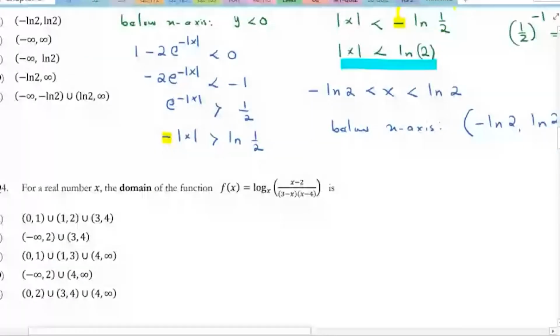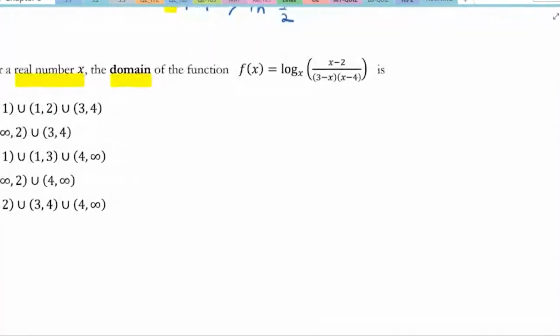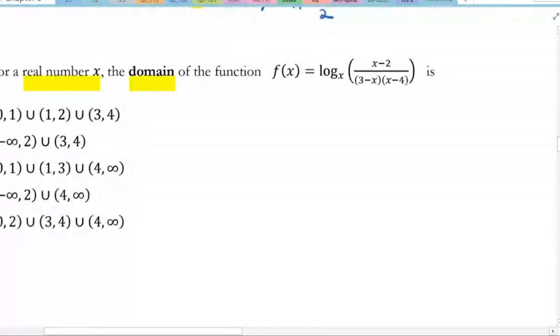Alhamdulillah. Okay, gentlemen, let us take a look at example number 4. The question says: for a real number x, find the domain of the function. Ordinarily, we can look at the domain without worrying about anything, but there is a problem here because we have a variable as a base.